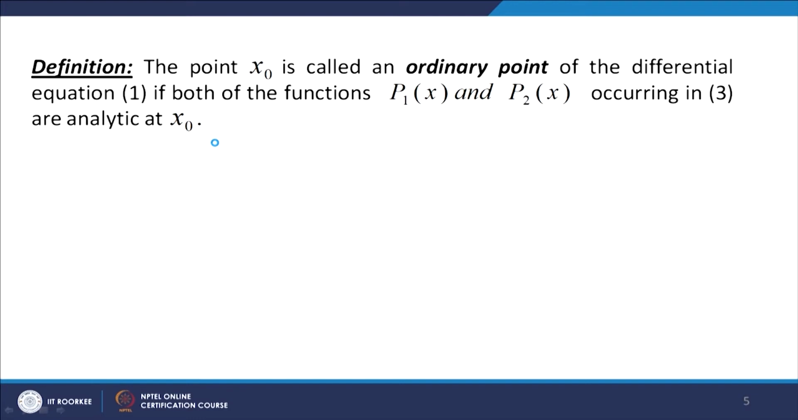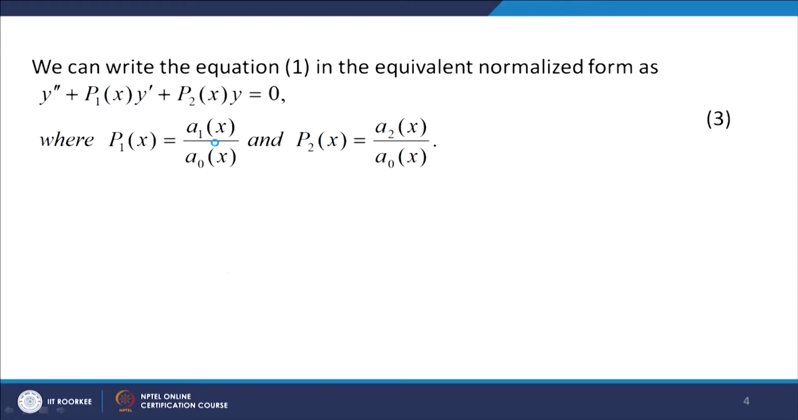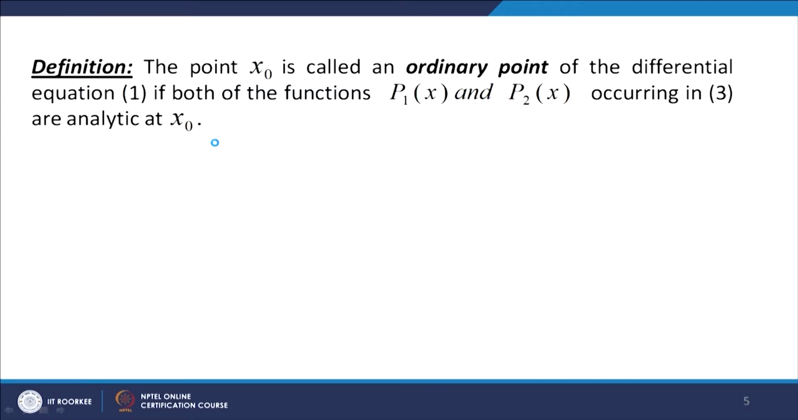Now, a function f is said to be analytic at a point x0 if its Taylor series about the point x = x0 exists and converges to f in some interval containing the point x0. So, here let us look at the normalized form. This is the normalized form of the equation 1, where p1(x) is a1(x)/a0(x) and p2(x) is a2(x)/a0(x). A point x0 is called an ordinary point of the differential equation 1 if both the functions p1(x) and p2(x) which occur in the normalized form are analytic at x0.